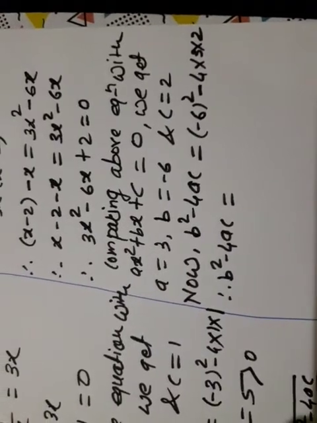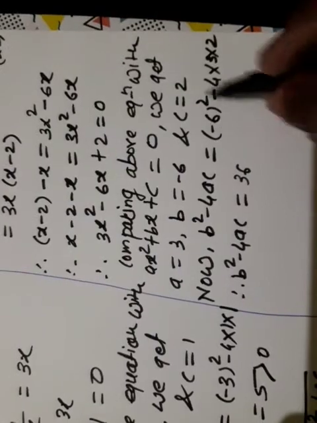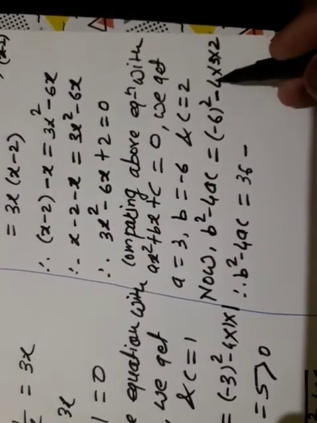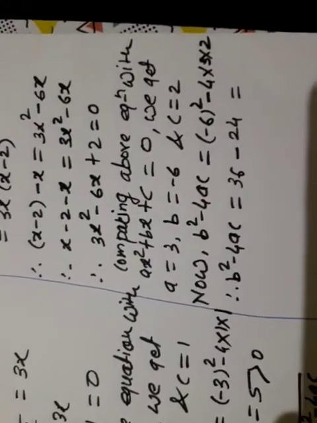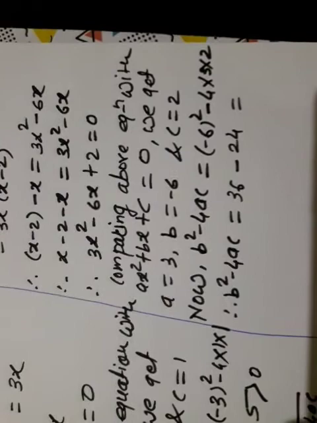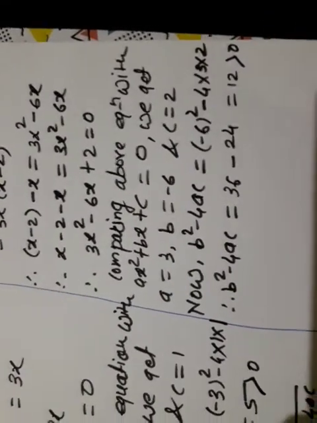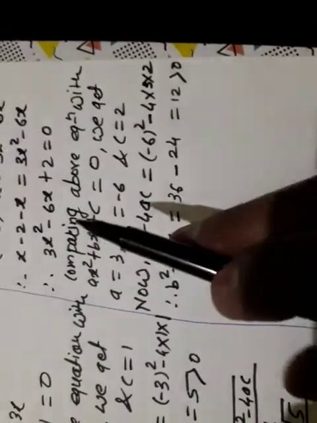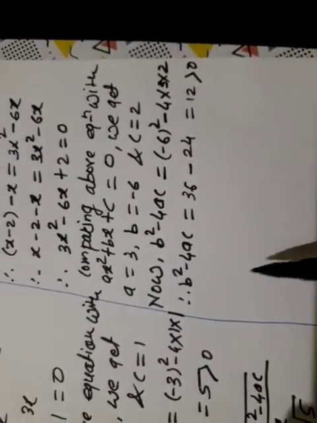36 minus, am I right? 36, 6 square minus 6 square, 36 minus 4 into 3, 12, 12 into 2, 24. That is equal to, what will be the answer? Plus 12. Plus 12, that is greater than 0. Means this quadratic equation is having real roots, and those roots exist.